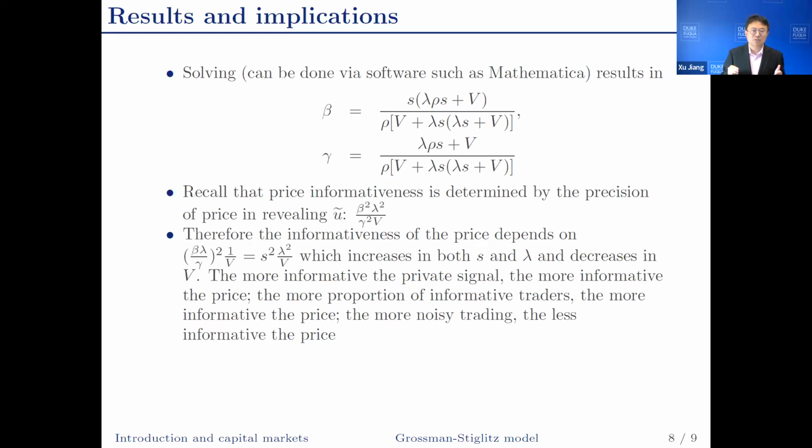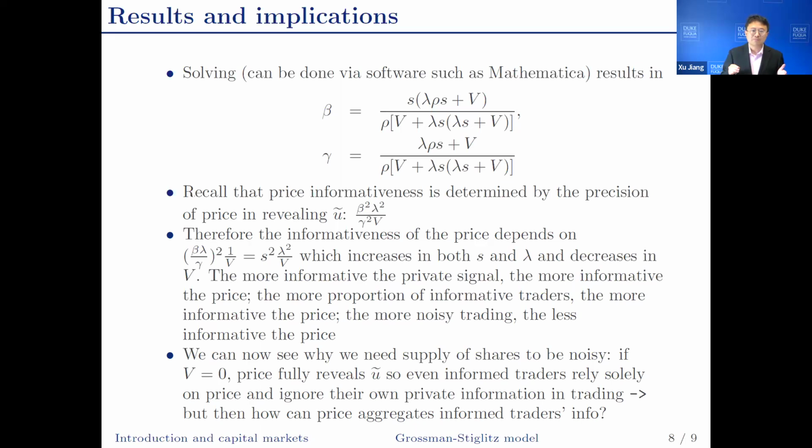And price informativeness decreases in V. This is also very intuitive because V represents the amount of noisy trading. When V is higher, there is more noisy trading, which means that price is going to be less informative because there's going to be more noise in prices rather than reflecting informed traders' private signals.